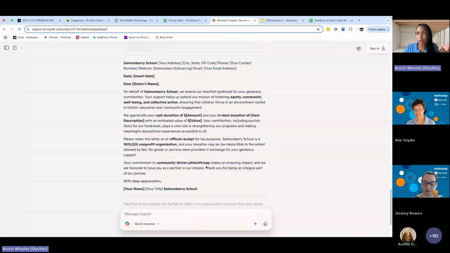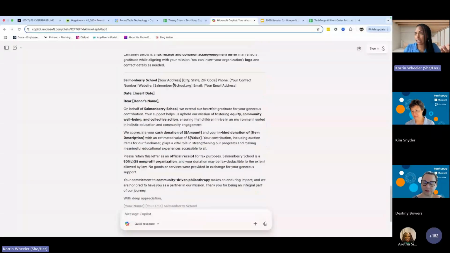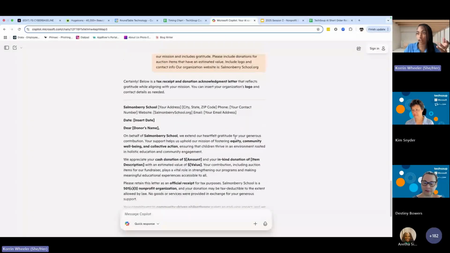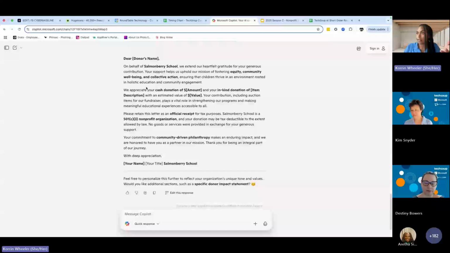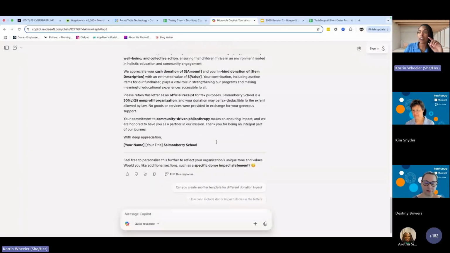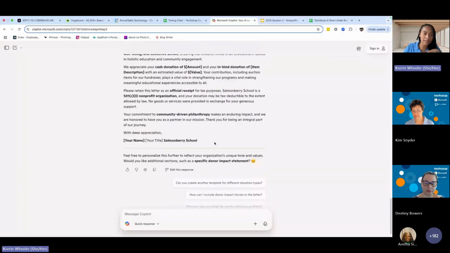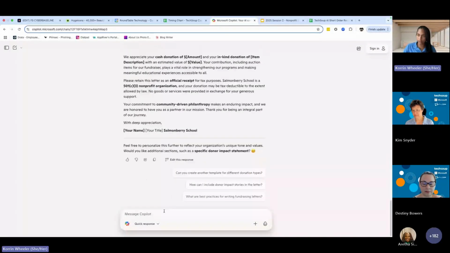But so it gives you a nice baseline, kind of a format of what it could look like, and a voice, and even donor information. Now, the first time I plugged this in, it didn't look like this. So let's see if I'm going to plug it in again and say what I said originally.